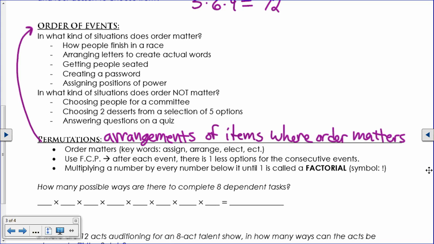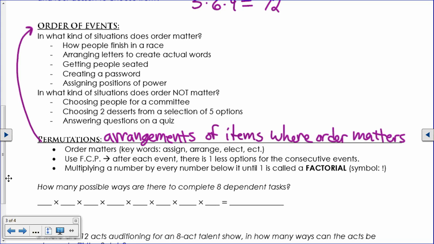Situations where order does not matter. This is a combination, which we're going to talk about in a second. Order doesn't matter when you are choosing people. If I was trying to create a group of 3 with Gavin, Ellie, and Melissa, does it matter whose name I say first? No, you are still a group of 3. It doesn't matter who I name off as your group. So when you are trying to choose people and create a group or a committee, order doesn't matter. Choosing 2 desserts from a selection of 5.